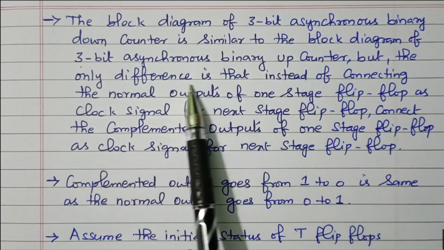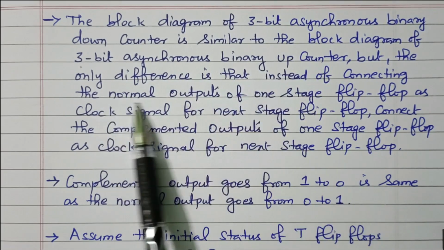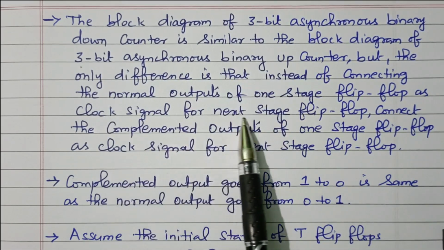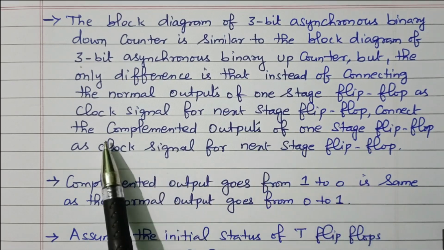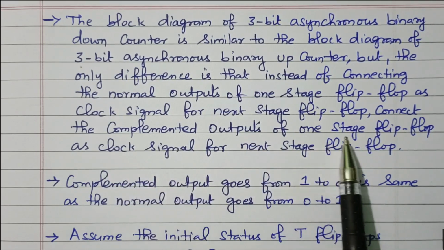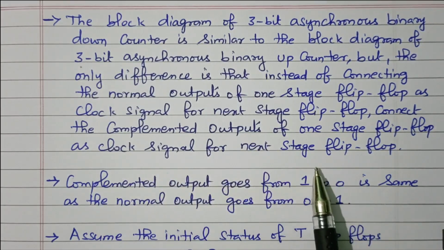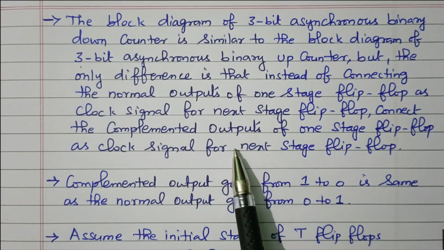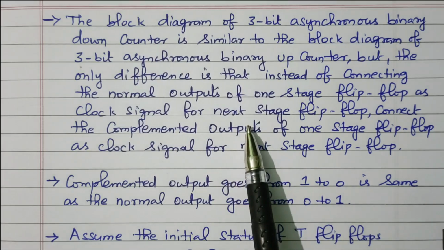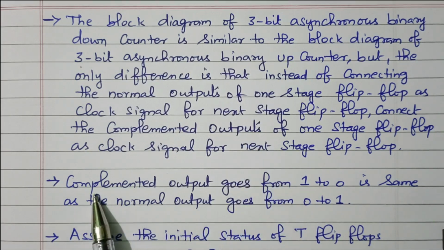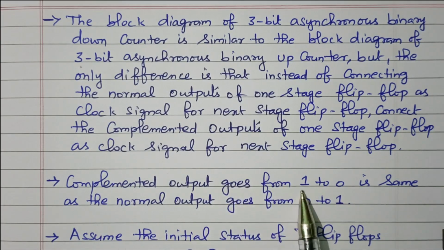but the only difference is that instead of connecting the normal output of one stage flip-flop as a clock signal for the next stage flip-flop, connect the complemented output of one stage flip-flop as a clock pulse for the next stage flip-flop. Right? If you connect Q0 as a clock pulse, it acts as an up counter. Q0 bar as a clock pulse, it will act as a down counter. Complemented output goes from 1 to 0, which is the same as the normal output going from 0 to 1.